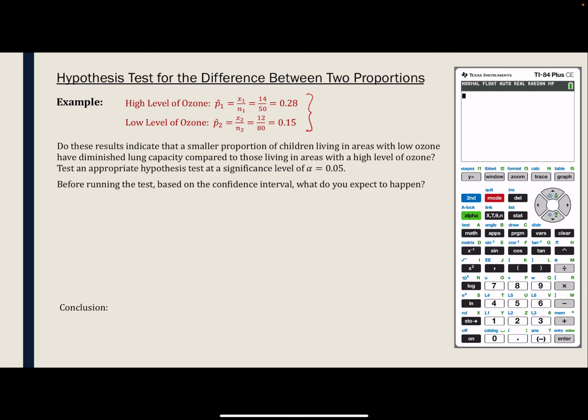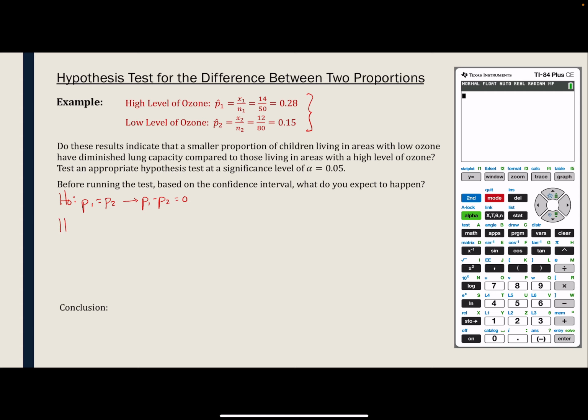So when we go to write the hypotheses, first of all, the null hypothesis is always that there's no difference between the proportions. So regardless of the problem, this is always the null hypothesis. Sometimes instead of writing it with an equal sign like this, they might write P1 minus P2 equals 0. Your textbook might do that.